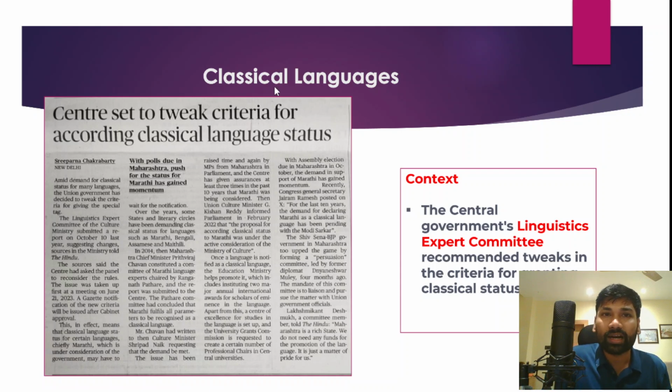So the next important article is with respect to the classical languages, and this is also one of the very important topics from your exam point of view, right? So what is the context? The context is that the central government has been looking into the linguistic expert committee's recommended tweaks in the criteria for granting classical language status. Now, we have certain classical languages, for example, Tamil, Malayalam, Kannada, Odia, Telugu, Sanskrit. These were the classical languages the government has declared over a period of time, right?